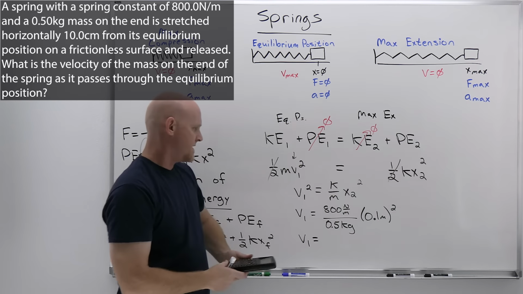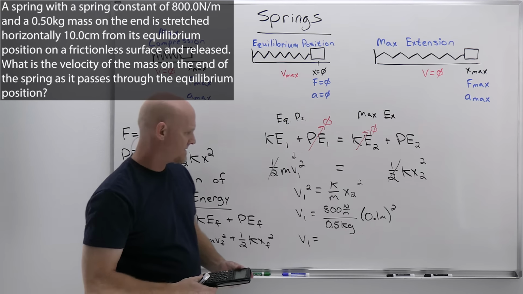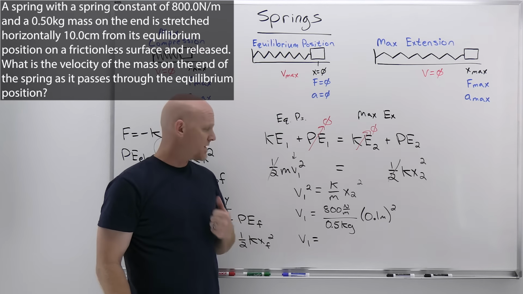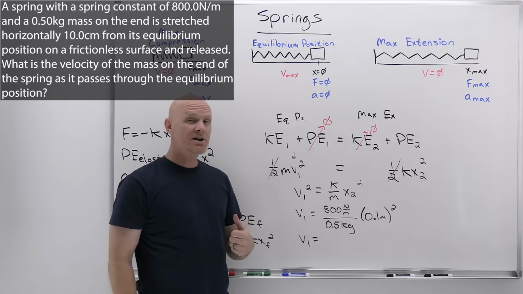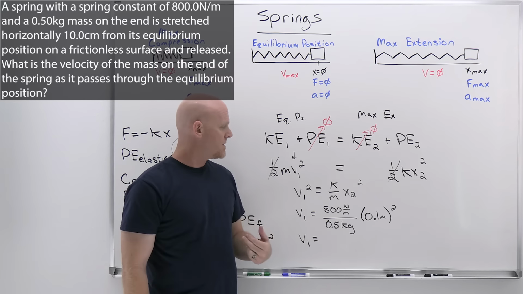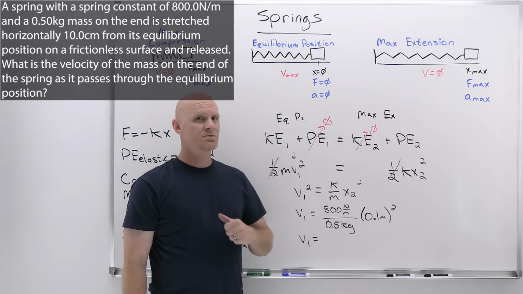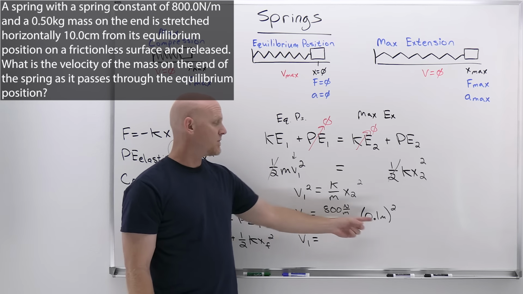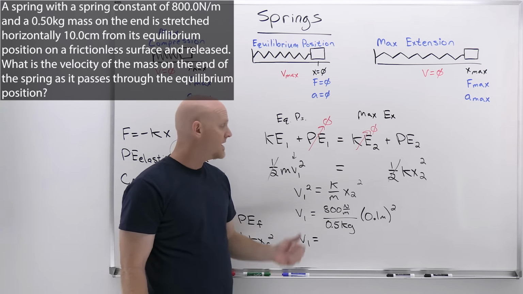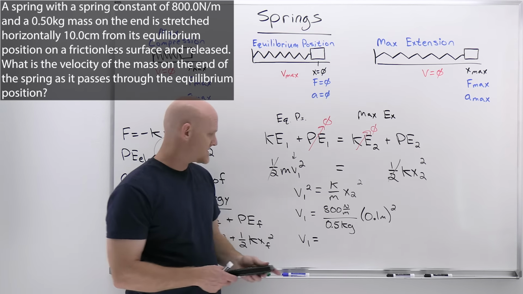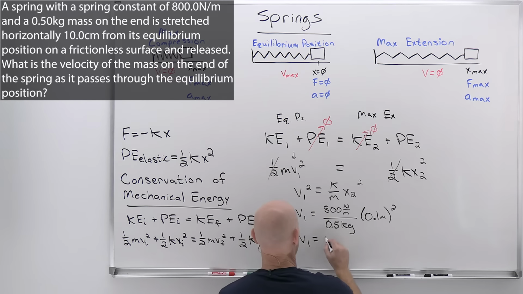Is there any chance we want to do this in our heads? Sure, why not? If you look at this, 800 divided by a half. Dividing by half is the same thing as multiplying by 2, so 800 goes to 1600. Multiplying by 0.1 just moves the decimal back one place, so that takes us back to 160. Multiplying by 0.1 again, because it's squared, takes us back to 16. So we can actually do this in our heads and get 16 meters per second.